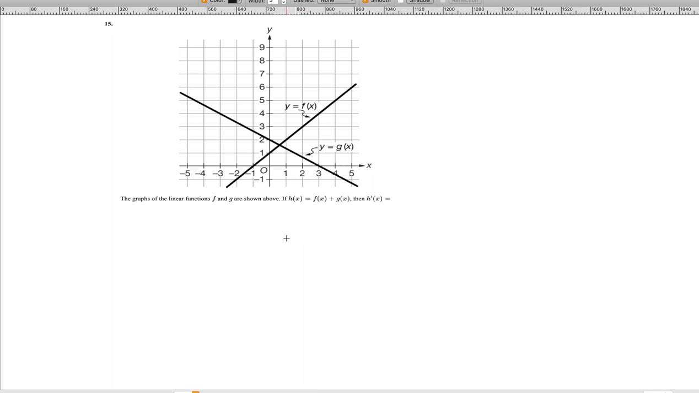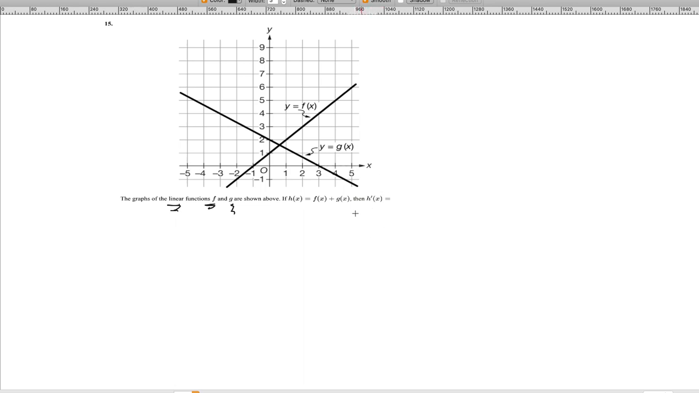There are two ways to do this. There is an easy, quick way that involves a better conceptual understanding, and then there's a long way if you're iffy about the concept. So let's just understand what's happening here. It tells us that these two functions, f and g, are linear, and they have them graphed here. They then define h of x as basically the sum of these two linear functions, and they ask us to determine h prime of x.